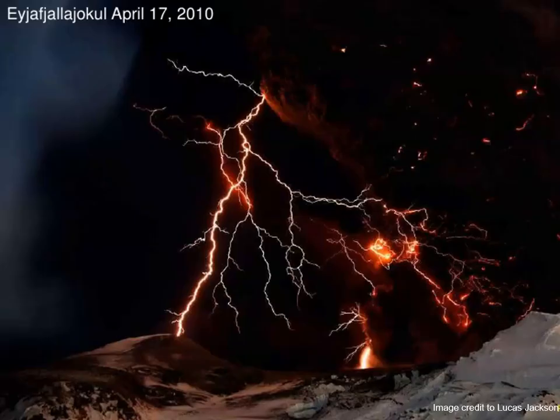Next, a few more fun things about lightning. You can get lightning in volcanoes, or at least in volcanic eruptions. So this is the famous eruption of the Icelandic volcano Eyjafjallajökull that occurred back in April of 2010. This was the one that caused all kinds of travel disruptions throughout Europe.